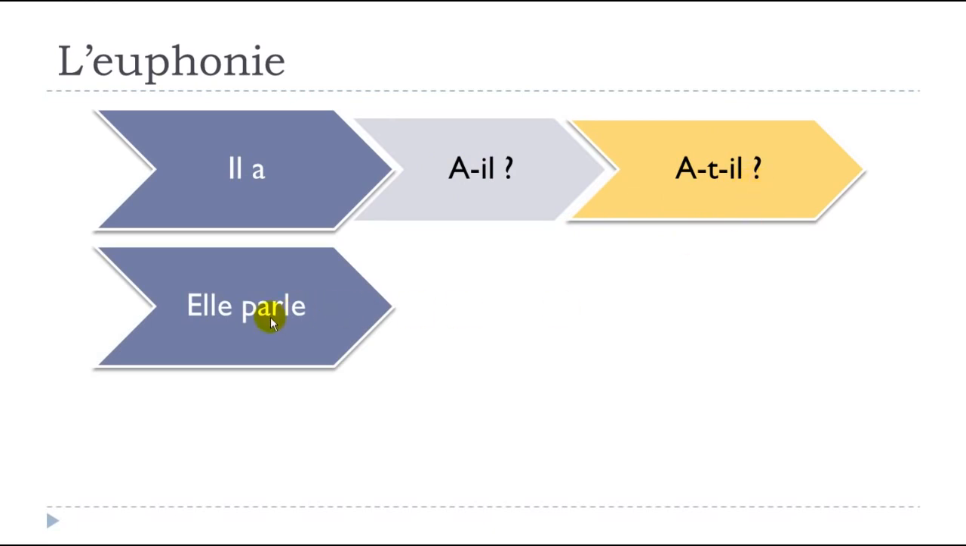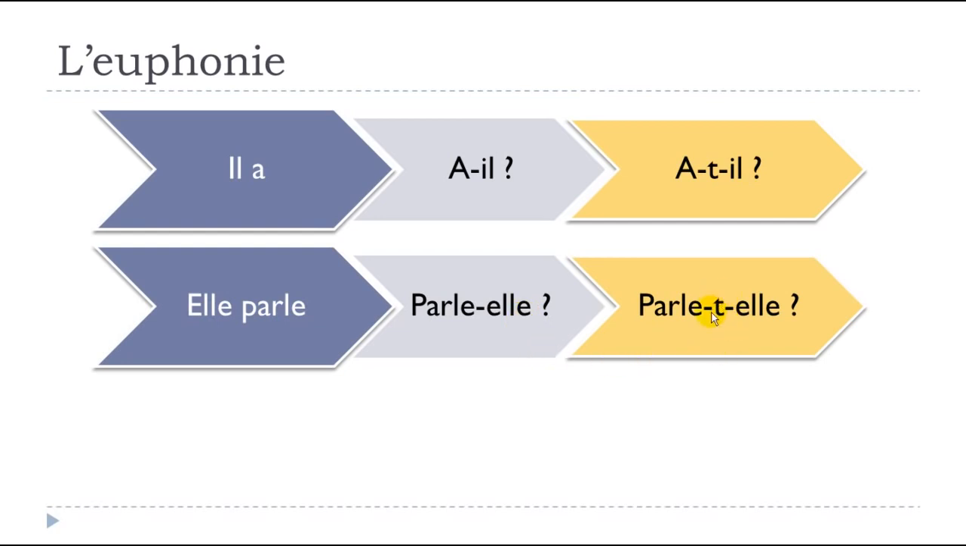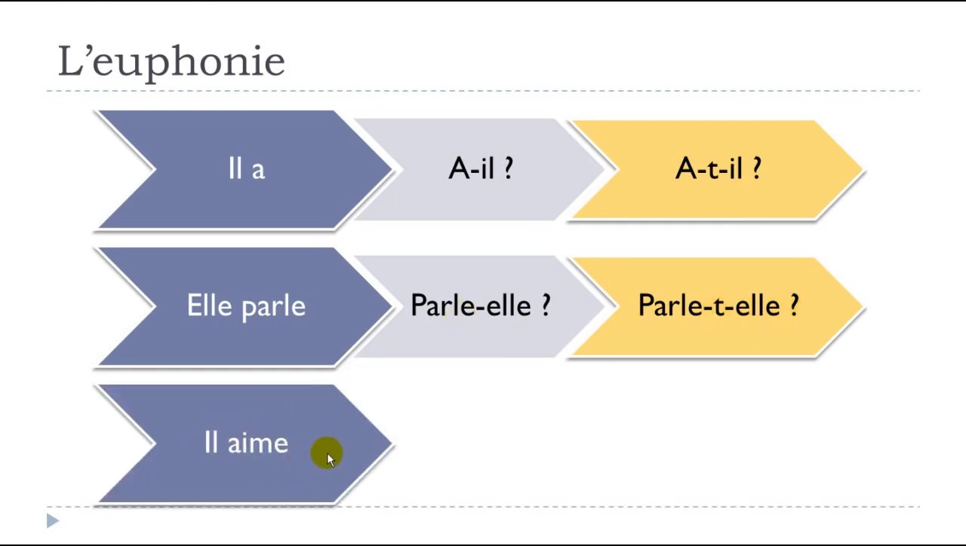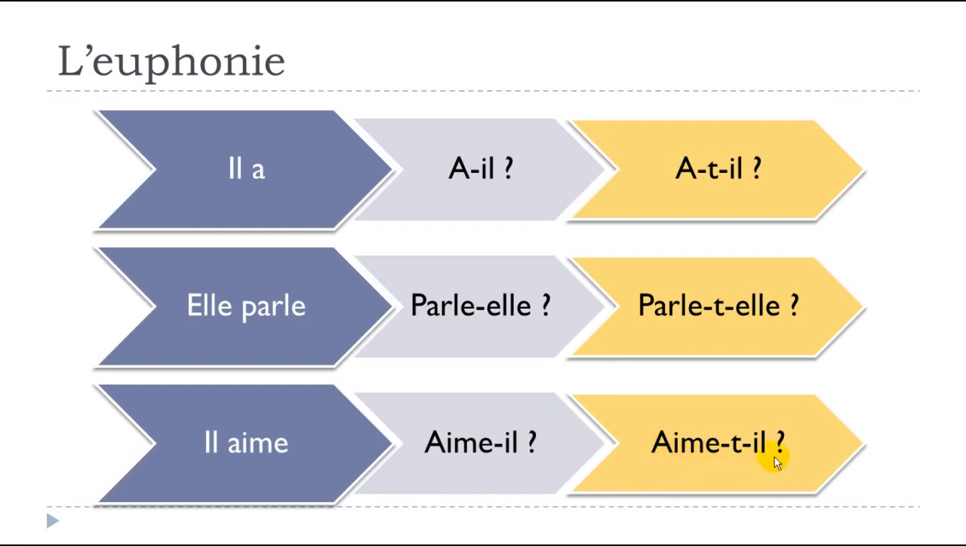All right, in the same way, elle parle, so subject verb, we should put that like that, verb subject, parle elle. For the same reason, we will put this t between the two, parle-t-elle. Il aime, aime il, will become aime-t-il. Alright, so it's actually quite simple. If you look carefully, you've got here a vowel, vowel, vowel. Then in these cases, you will have to add this T between the two. Alright, so a-t-il, parle-t-elle, aime-t-il.